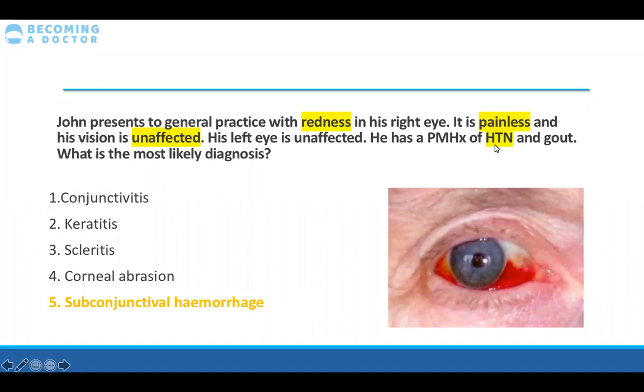There are certain conditions that increase your risks, such as hypertension. So that's why I've highlighted that. And if you just simply forget all the history and just look at the patient, you can see that it looks like bright red blood, and that's easy to appreciate. Subconjunctival hemorrhage is one of those diagnoses which will be relatively easy to spot because it looks like blood in the eye. Keratitis would present with a painful eye, which is not present in John's case. Scleritis and corneal abrasion also present with a painful red eye. And we just spoke about conjunctivitis earlier, but none of you voted for that, so that's good.